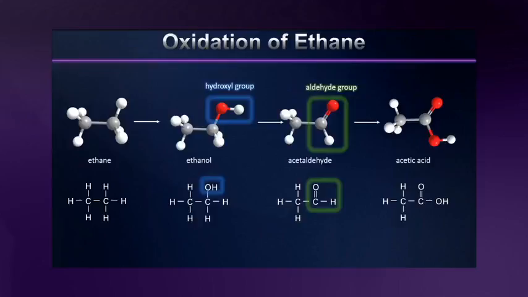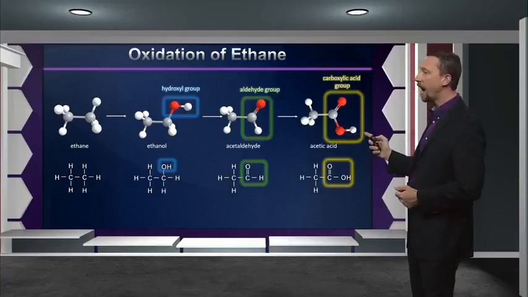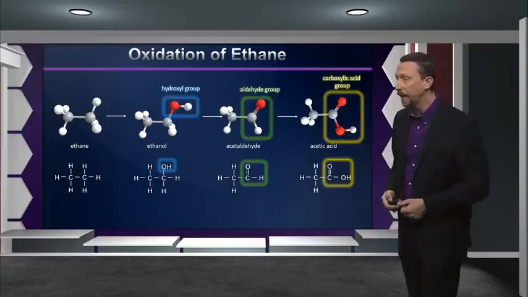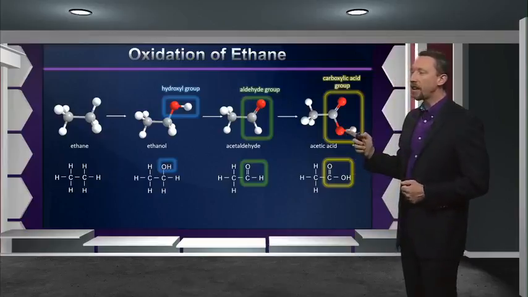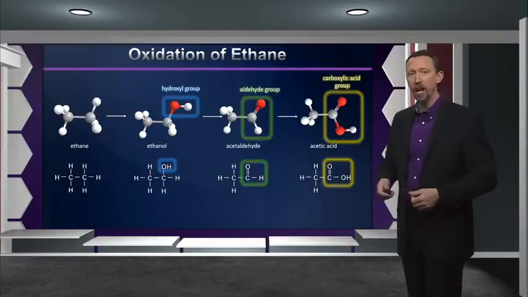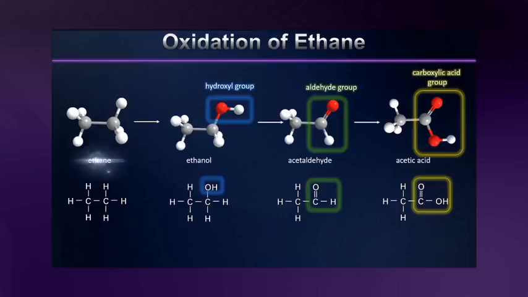When we put another oxygen on, we add a new hydroxyl, creating an overall group known as a carboxylic acid group, because this hydrogen right here is actually fairly acidic. It's removed somewhat easily. But as you can see here, we've added yet another oxygen atom and yet another bond to an oxygen atom. So we would say that ethane can be oxidized into ethanol, which can be further oxidized to create acetaldehyde, which can be even further oxidized to create the carboxylic acid, acetic acid, which we sometimes call vinegar.